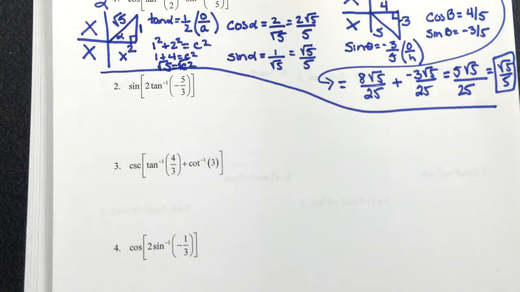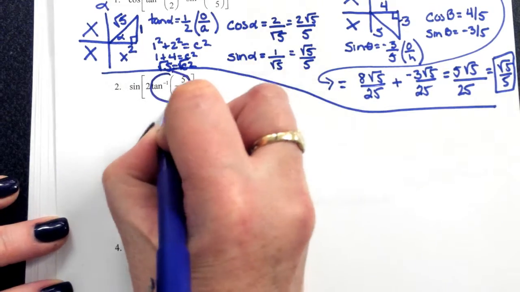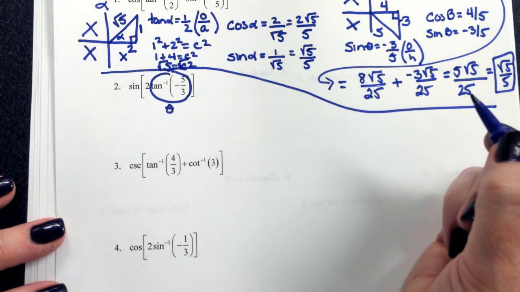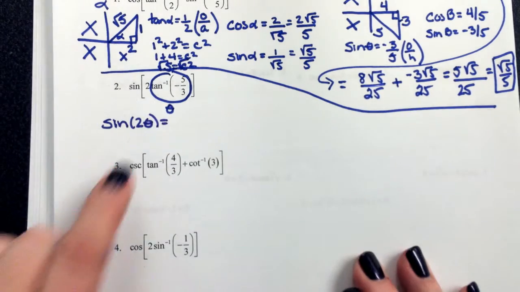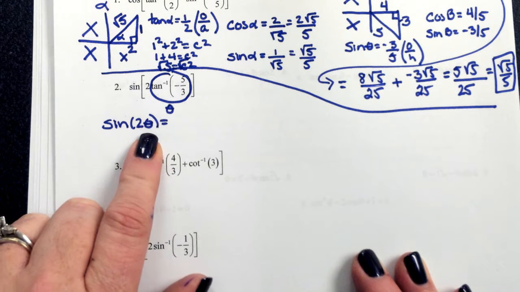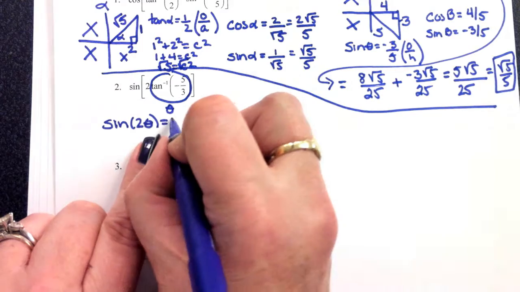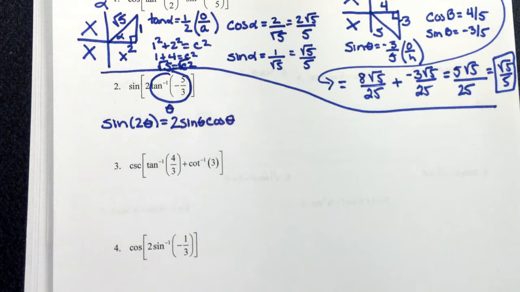So what's happening here, remember that inverse tangent of negative 5/3, this represents some angle, which I'll call theta. So then what formula am I going to have to use here? I'm going to have to use the sine of 2 times theta. So remember from your blue sheet, the sine double angle formula is 2 sine theta cosine theta. So if you see that 2 inside with the composition, that's a red flag. You're going to have to use the double angle formula.